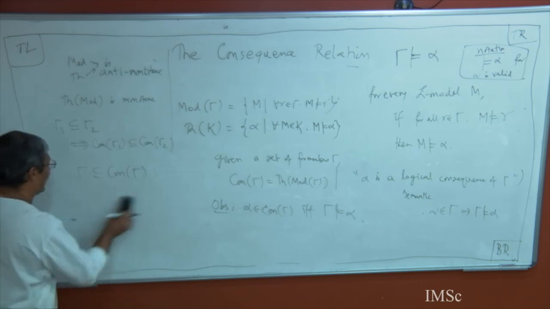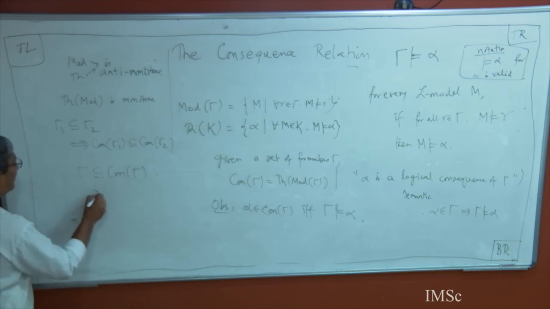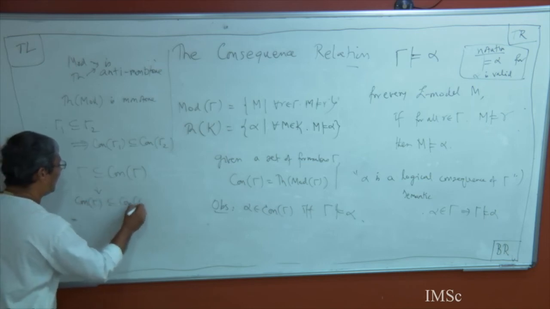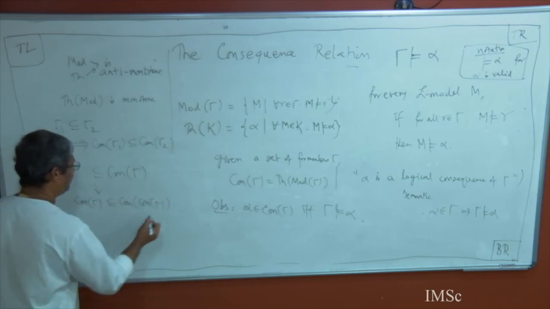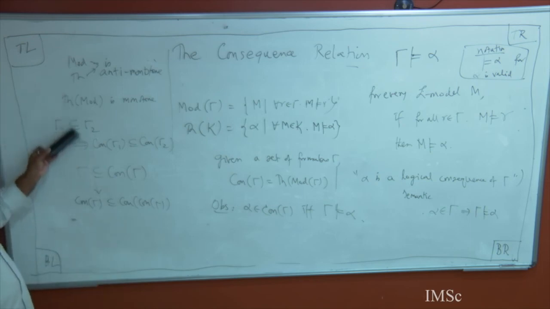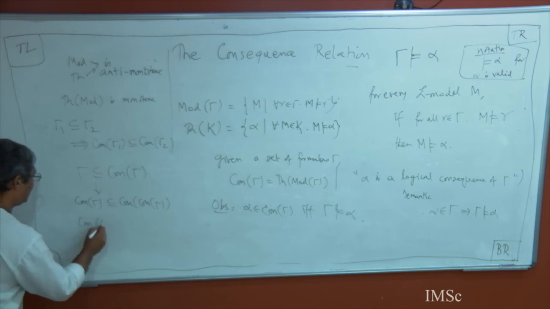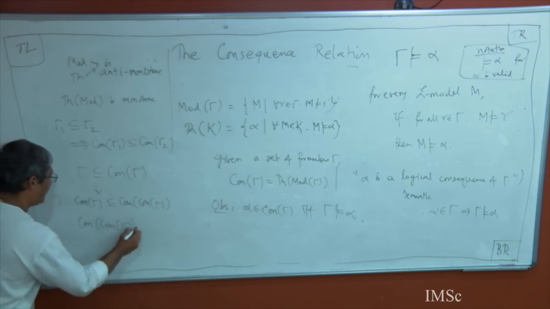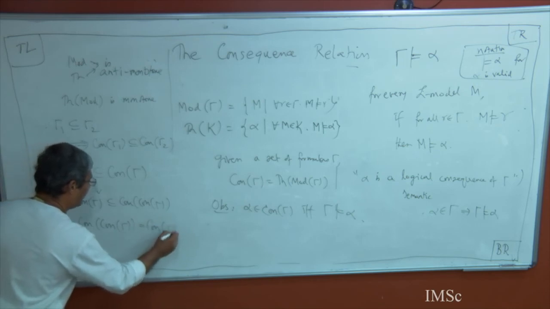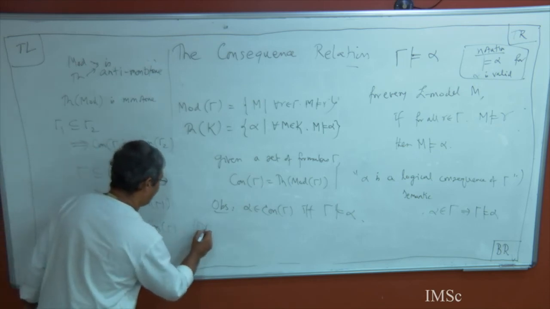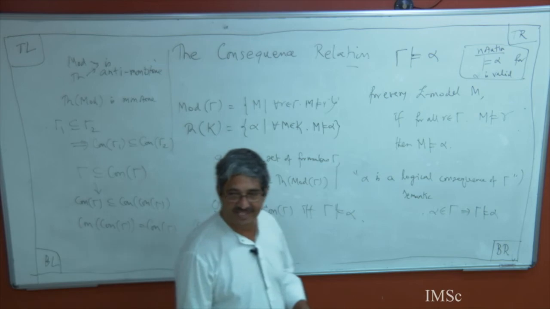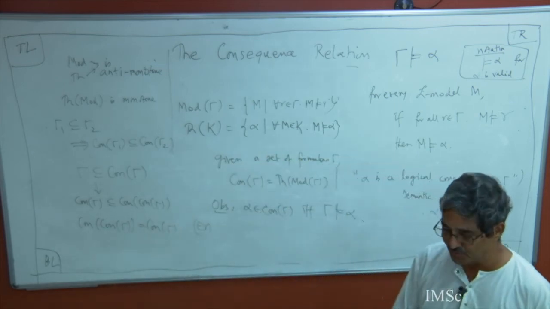Well, from monotonicity I already have this, right? Therefore, I have Con(Con(gamma)) is actually contained in Con(gamma)? Because by monotonicity we know this is true. As it happens, the other direction is also true. So Con of gamma. So this is an exercise. Apply the definitions and show that this is true.